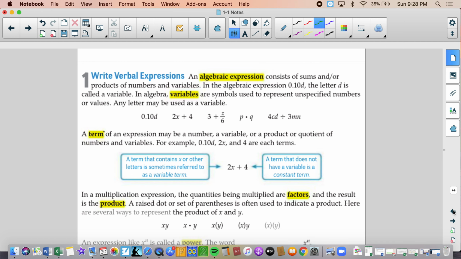In the algebraic expression 0.10d, the letter d is called a variable. That is an unknown value at the moment. It doesn't have a value. In algebra, variables are symbols used to represent unspecified numbers or values. So, much like what I just said, any letter may be used as a variable. So you'll see D, X, Z, P and Q, C, D, M, N. So those are all variables.